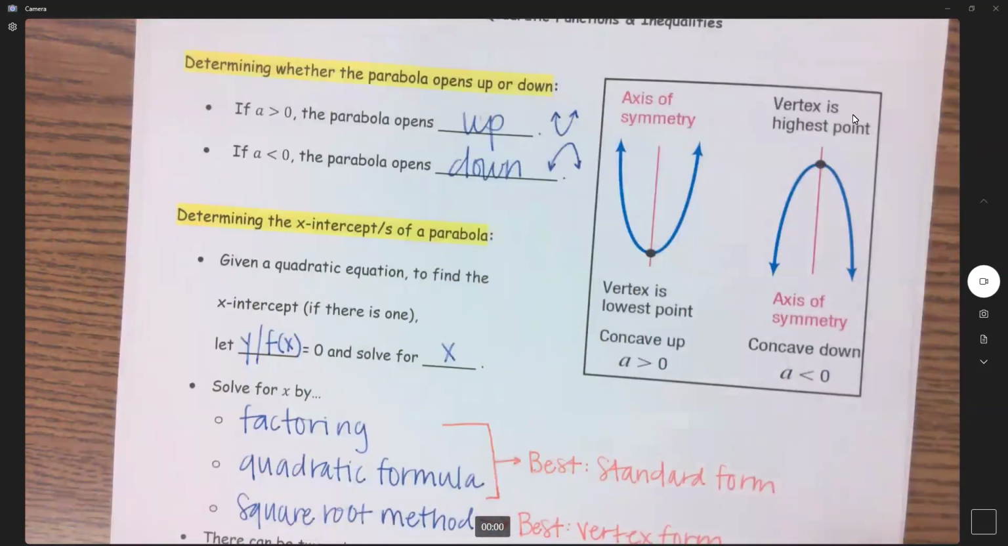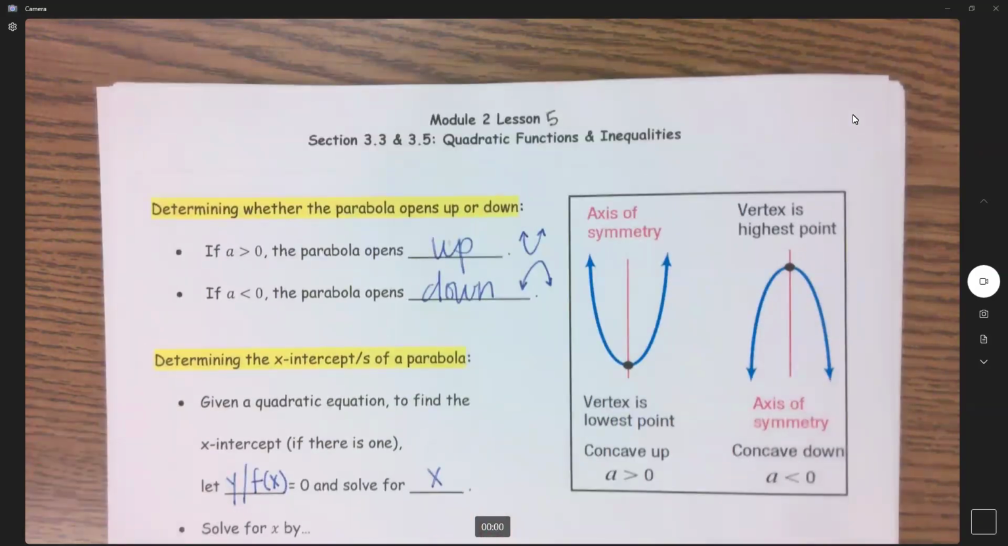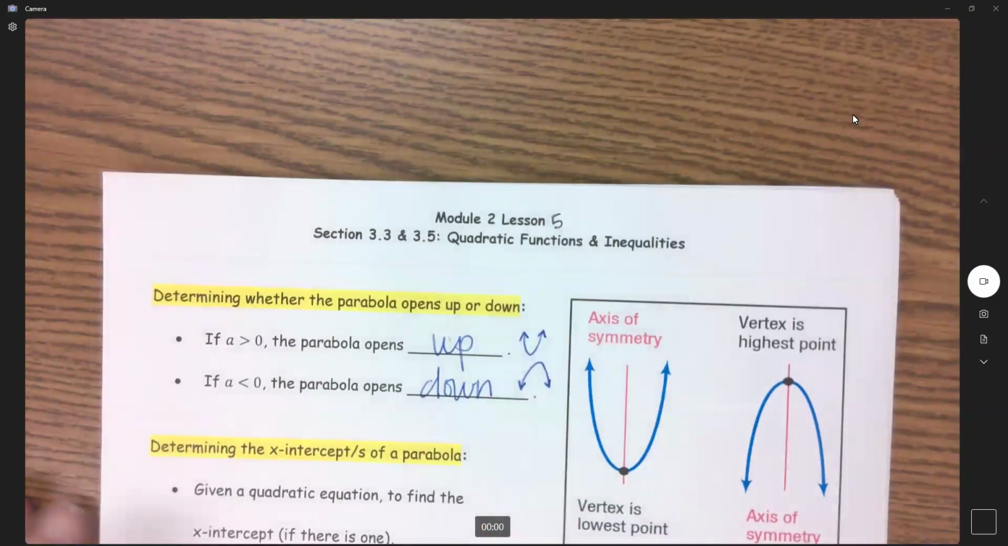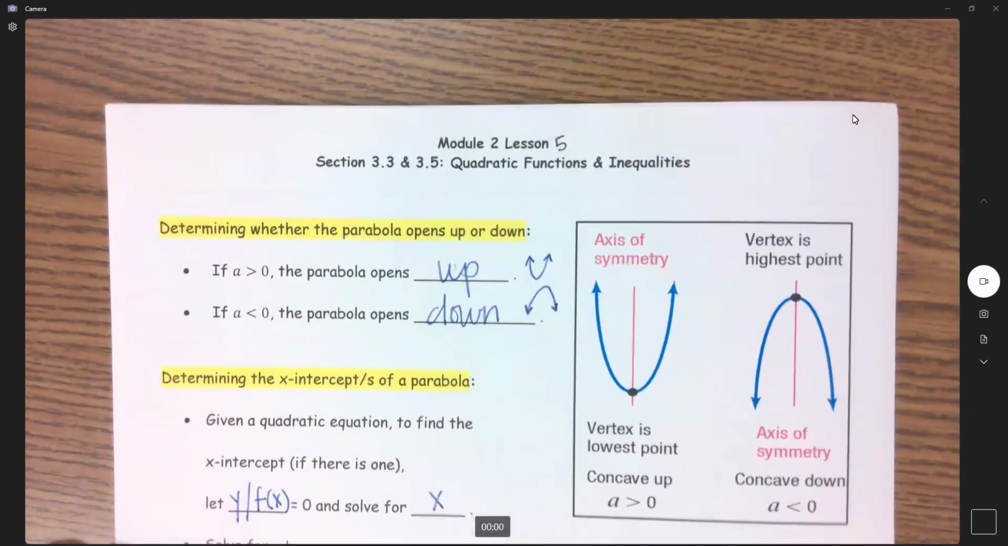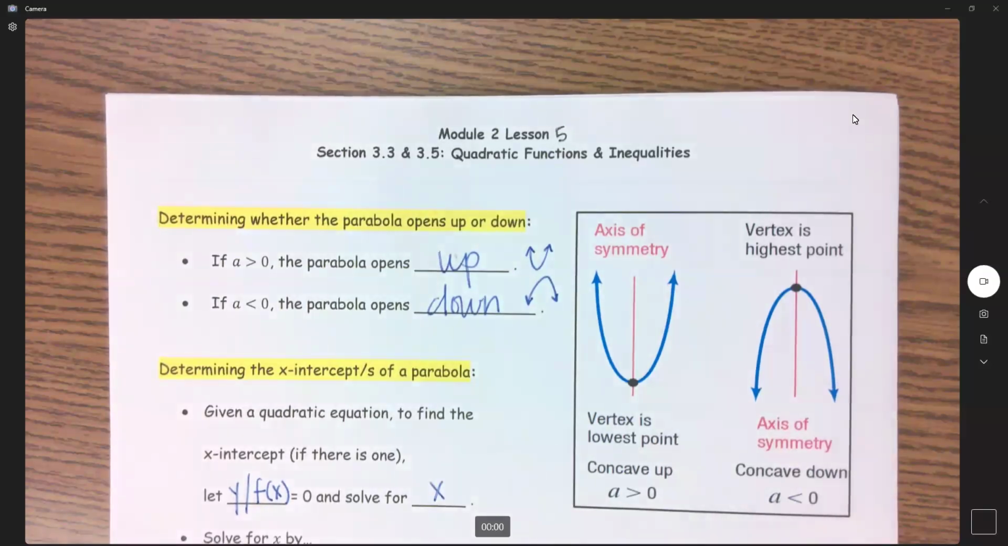So I actually want to go ahead and jump into the next page and go over this information. I already have this filled out. You can either fill it out as I'm talking or pause the video and get this copied down. Your homework is not really going to ask you too often to determine whether the parabola opens up or down, but it is a good thing to know.